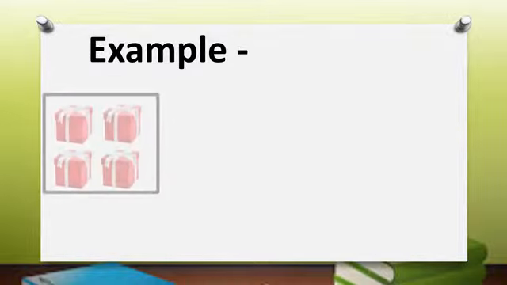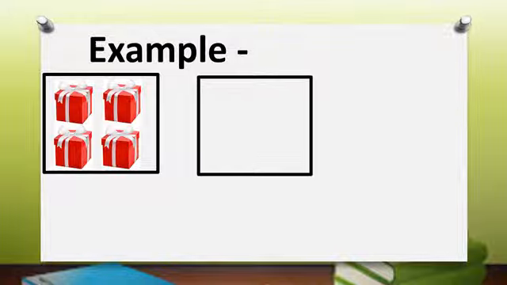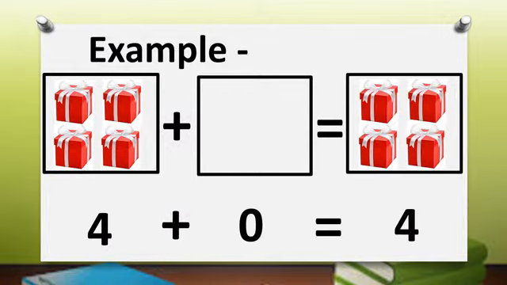In this example, in the first box there are 4 presents. And in the second box there is no present, which means 0 presents. So now we need to find the total number of presents, and for that we need to add. So 4 presents plus 0 presents is equal to 1, 2, 3, 4. 4 presents. So 4 plus 0 is equal to 4.